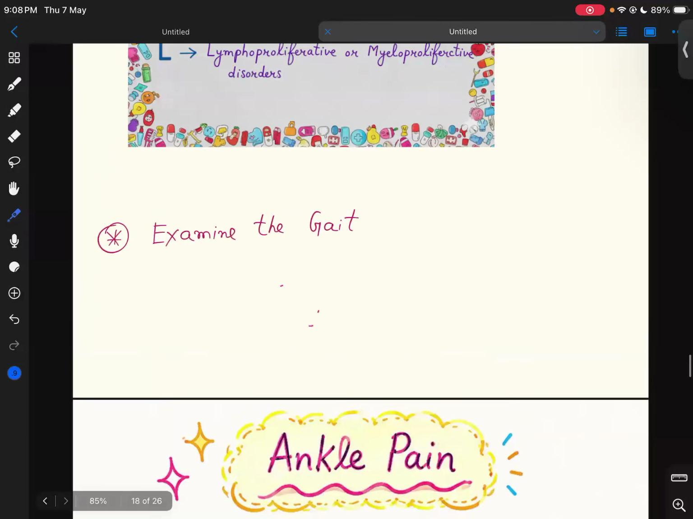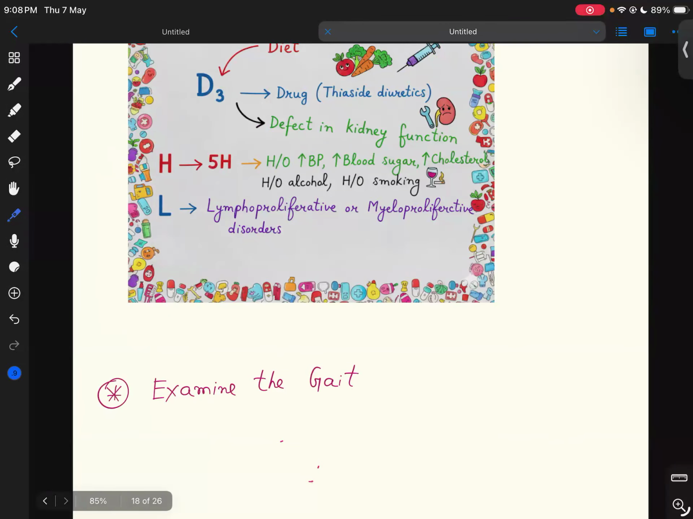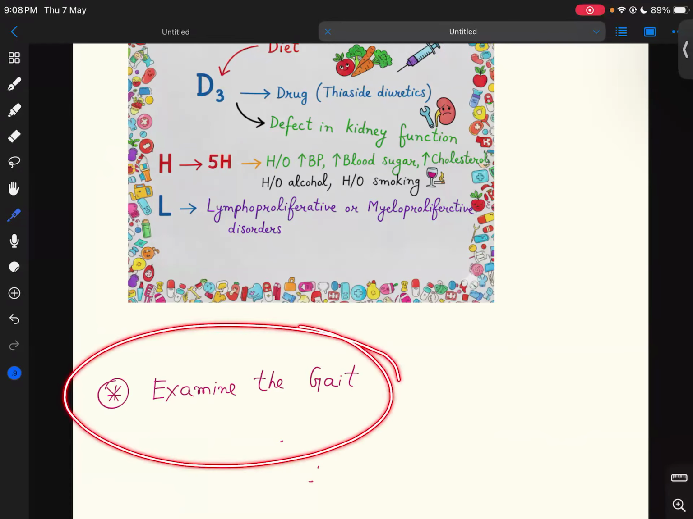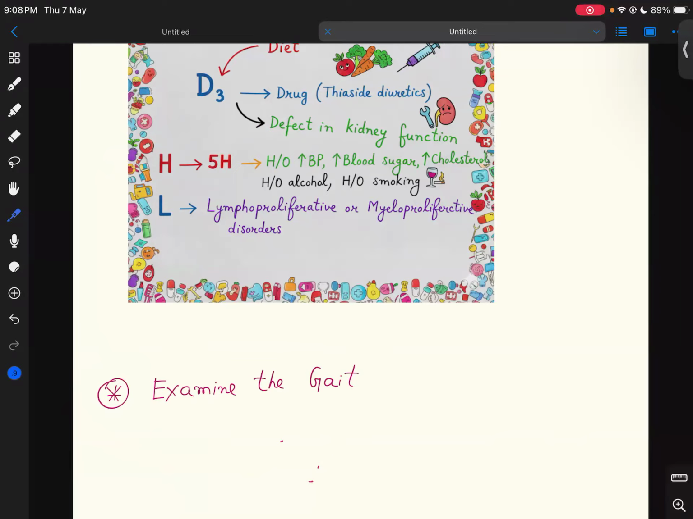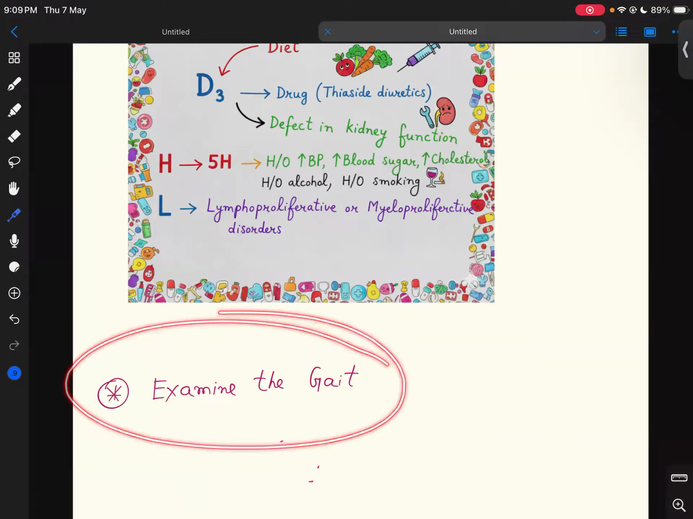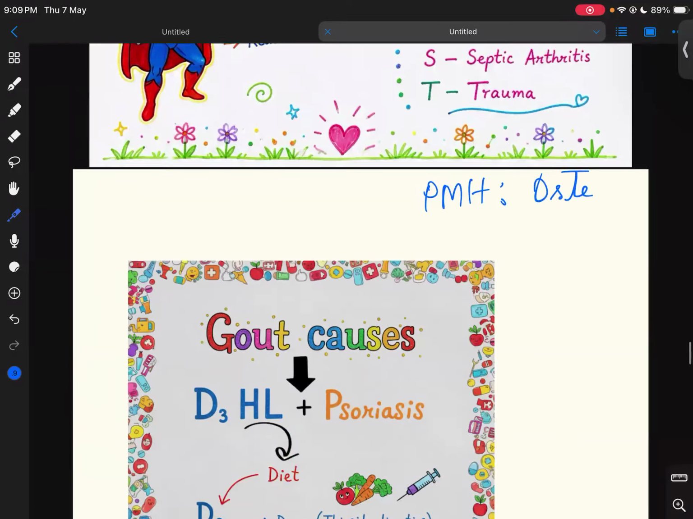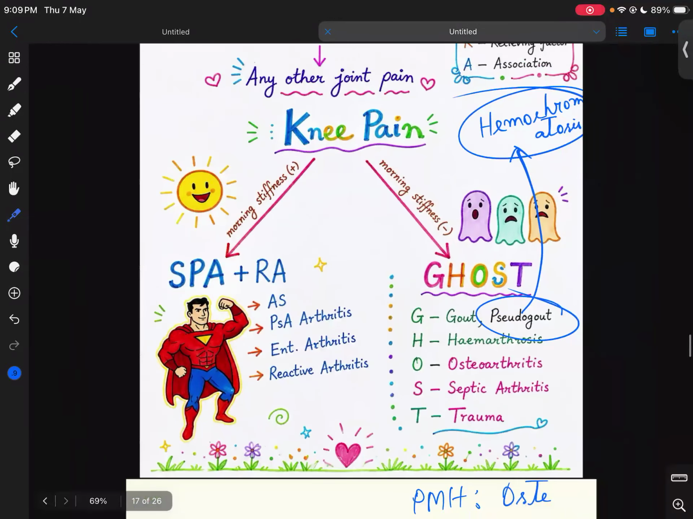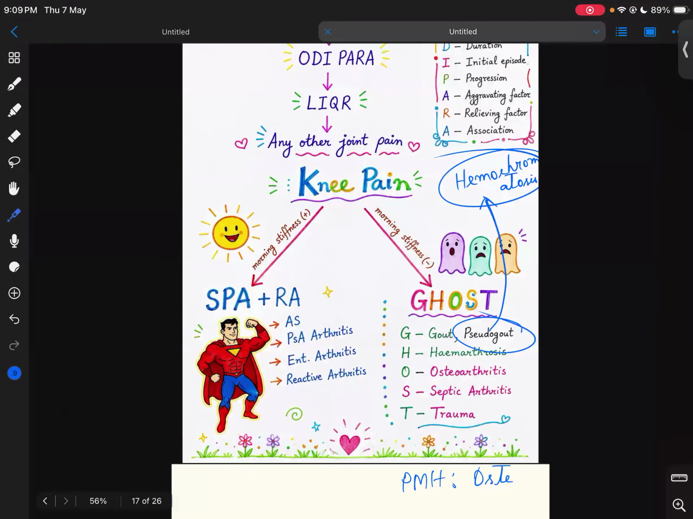And like any case of ankle pain, low back pain and knee pain, examine the gait. It may be possible that the patient is not able to walk, but you have to offer that I want to check the gait of the patient. If the patient is not able to walk, the examiner will tell you there is no need. So no need to examine the gait, but you have to offer it to gain the full mark in physical examination. And that's all for approach to knee pain.